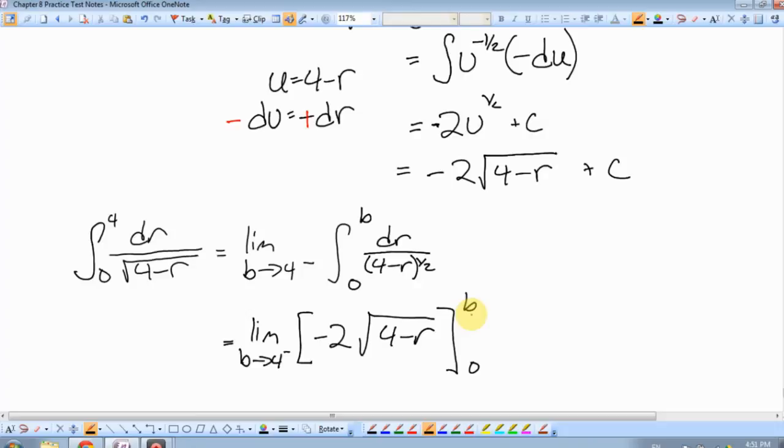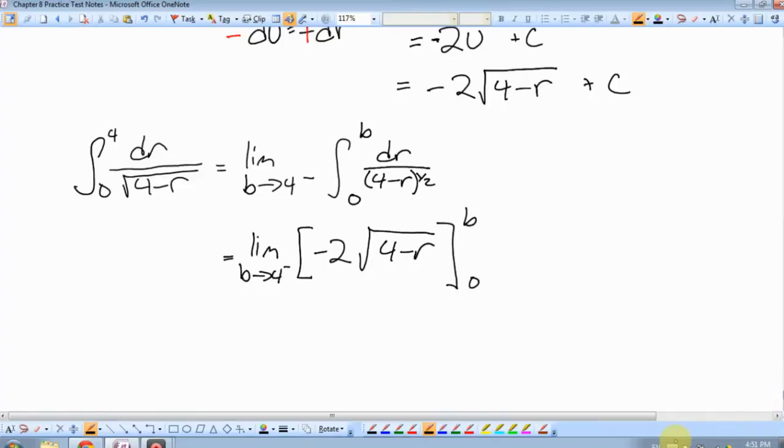Why are you plugging b in? Why are you replacing 4 with b and not replacing 0? Because 0 doesn't give me a problem. The square root of 4 minus 0 is the same thing as 2. There's no problem there. However, if I put a 4 there, I get the square root of 0. I have a problem because it's going to be dr over 0. That's not good. All right, let's start simplifying this then.